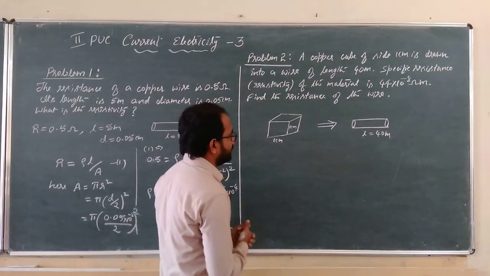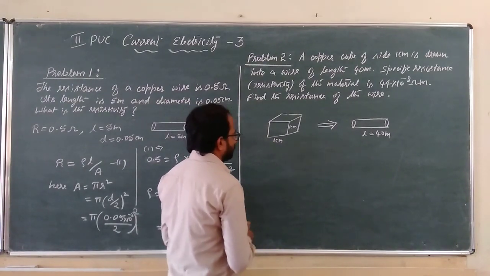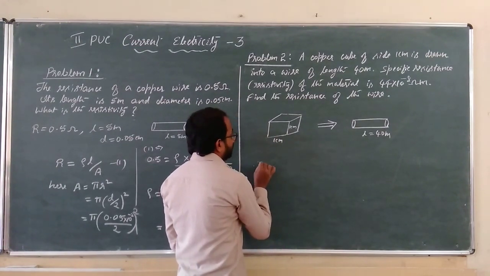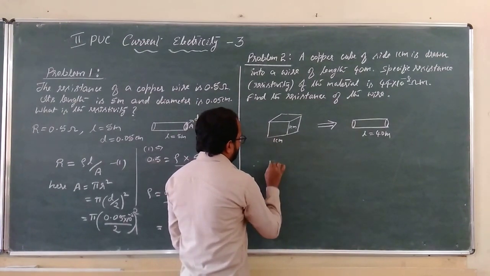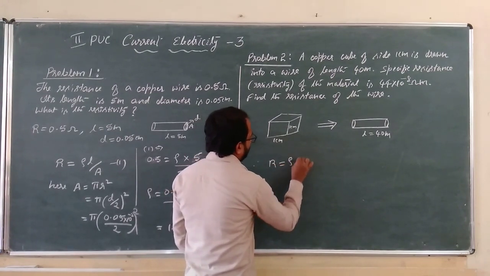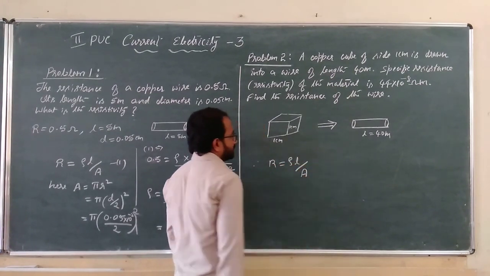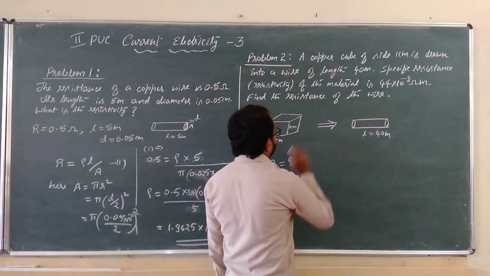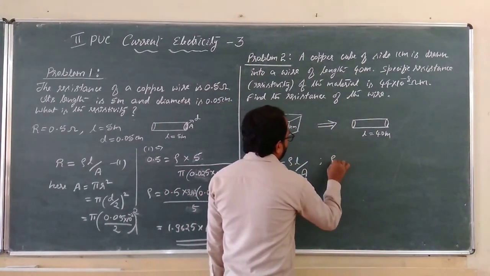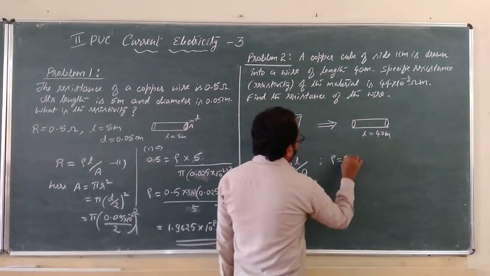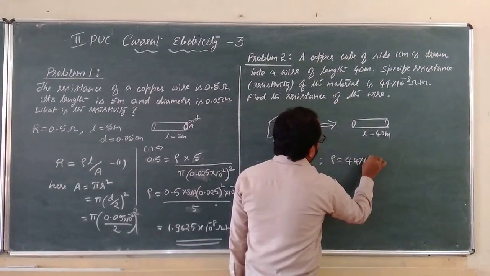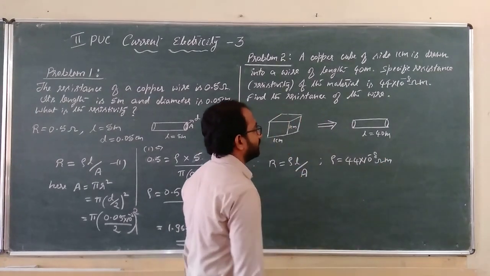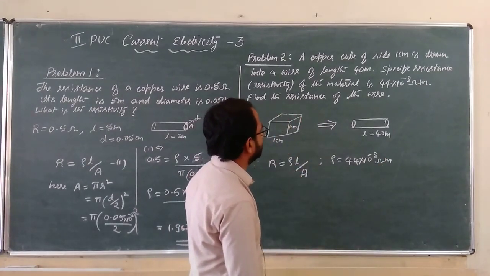I have to find out the resistance, so I have to calculate what is the resistance. R is equal to rho L by A. This is the expression we have. Rho is given here. Rho is equal to 44, the specific resistance of the material, so 44 into 10 to the power of minus 8 ohm meter.